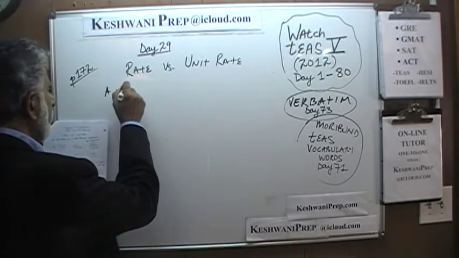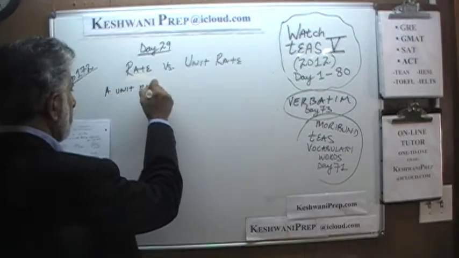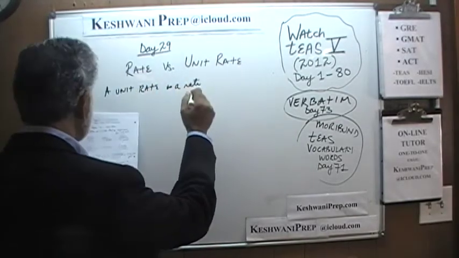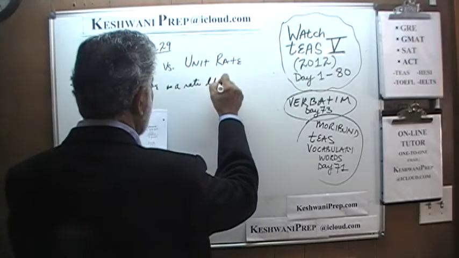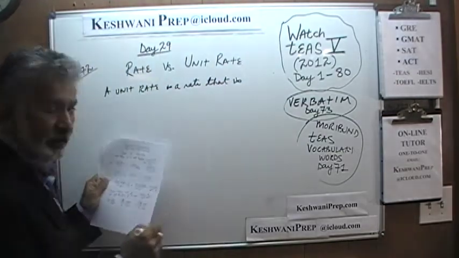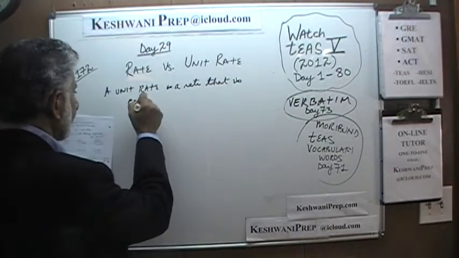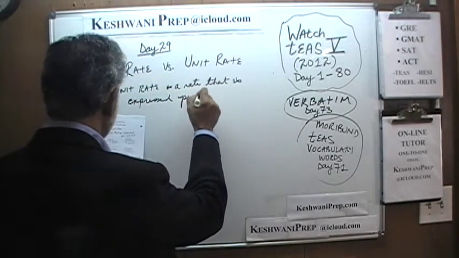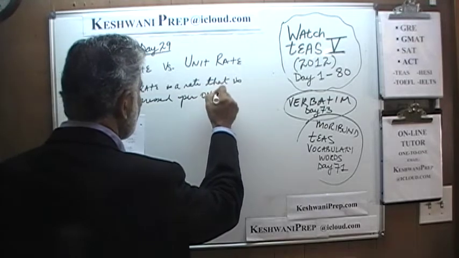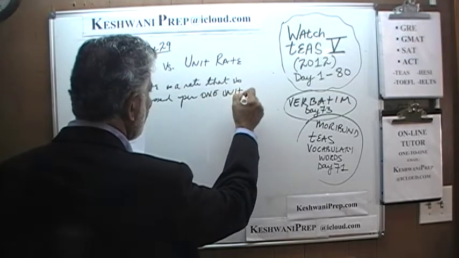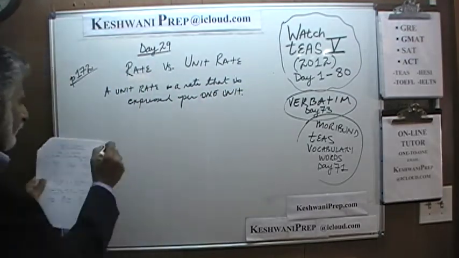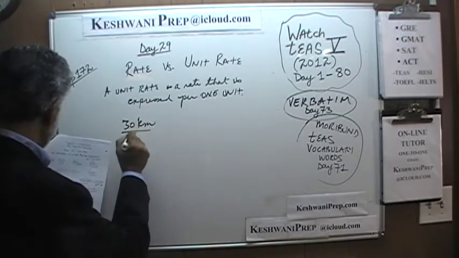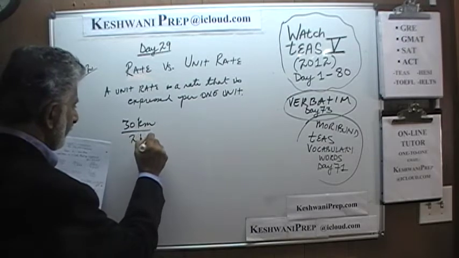A unit rate is a rate that is expressed per one unit. For example, 30 kilometers per 2 hours.